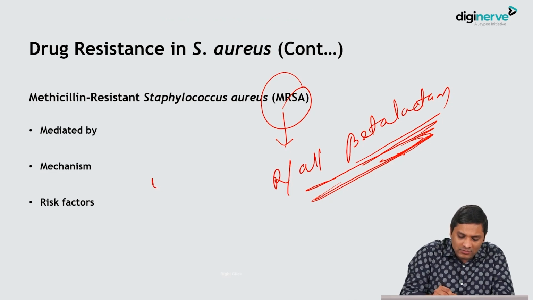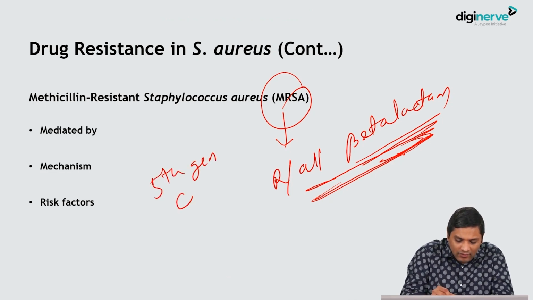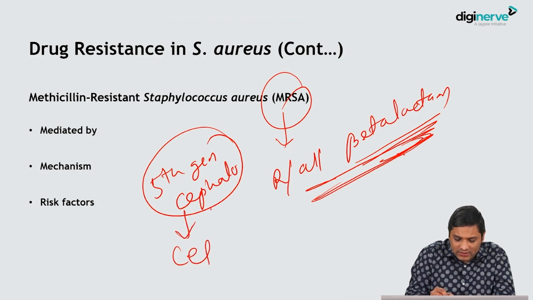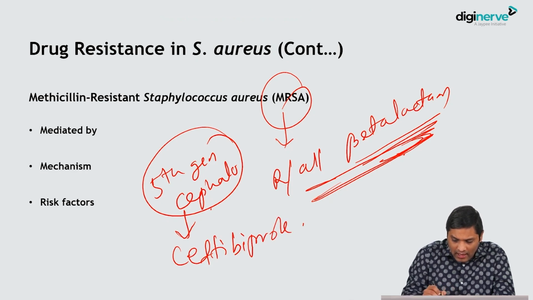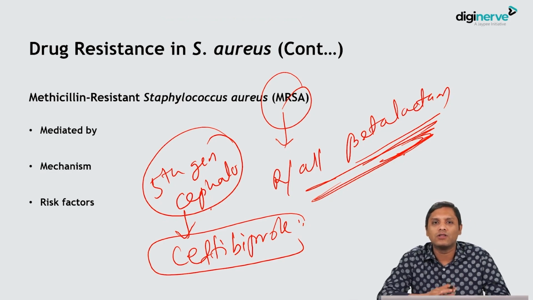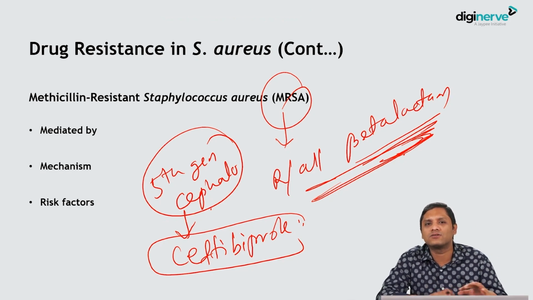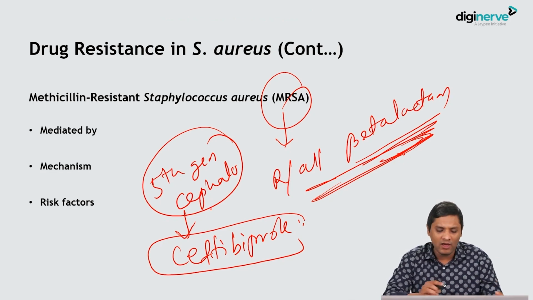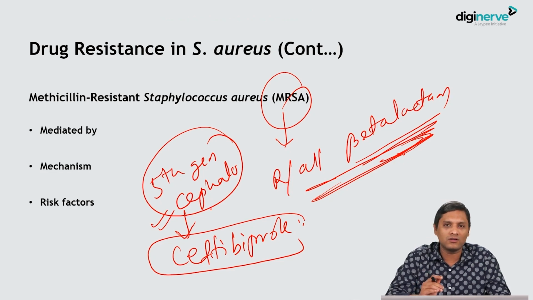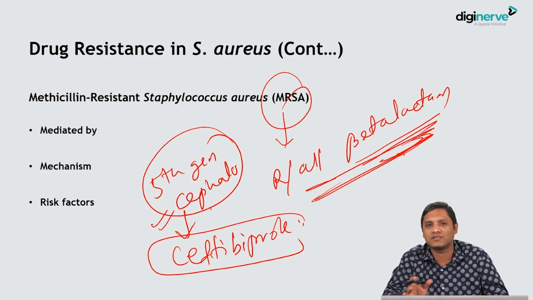Now there is something called fifth generation cephalosporin, like ceftobiprole. Except for the fifth generation cephalosporins like ceftobiprole, the MRSA strains are resistant to all beta lactam antibiotics. Okay, only fifth generation cephalosporins still remain active for Staphylococcus. They still remain active for MRSA strains.